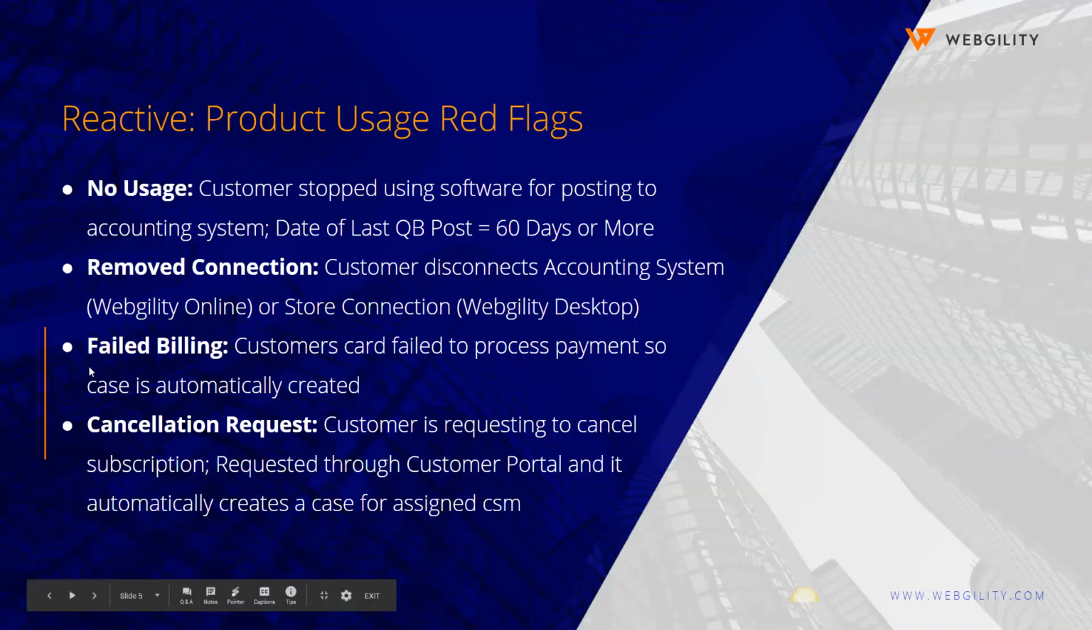The other two that I've mentioned a few times is the failed billing and cancellation. Obviously, someone's account goes expired. We react, we call them, we get a new card on file. If a customer requested a cancellation, you call the customer, find out what's going on, and then work out of that cancellation case. So automatically created always, failed billing and cancellation requests. No usage and removed connection, like I said, you might use those and manually create them yourself at some point, but they do automatically create based off of what's happening in the product.